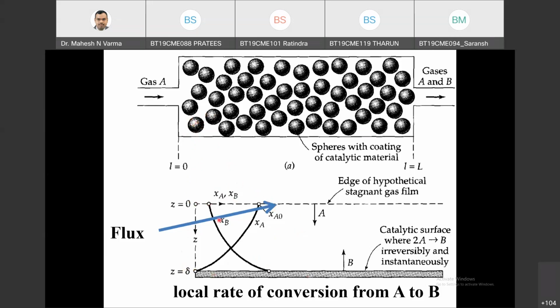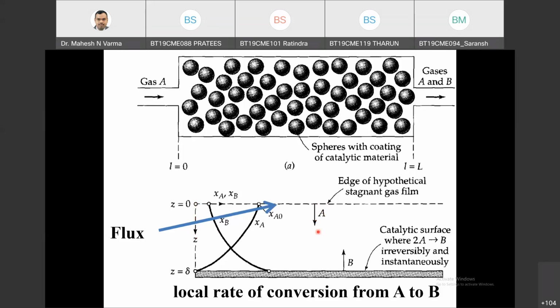So I can neglect the curvature of this catalyst particle for study and use the Cartesian coordinate system. Here this is my origin and I am considering this as my Z direction, the positive direction of flux of A. Now Z direction is similar to R direction, X is similar to theta, and Y is similar to phi.